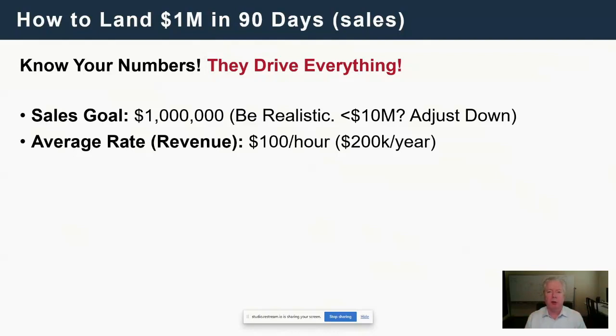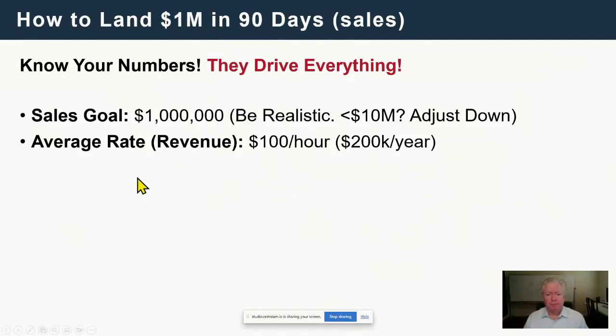So the second number you want to track in here is what's your average rate, your average hourly bill rate. So if you're doing IT services or HR training or any of this stuff, what's your average rate? I used $100 an hour because of two reasons. One is that's a conservative number in the IT professional services world, but also it's a very easy number for me to do the math. And so $100 an hour generally is $200,000 a year revenue. You can recognize $200,000 a year at $100 an hour. So you just take your hourly rate, multiply it by 2.